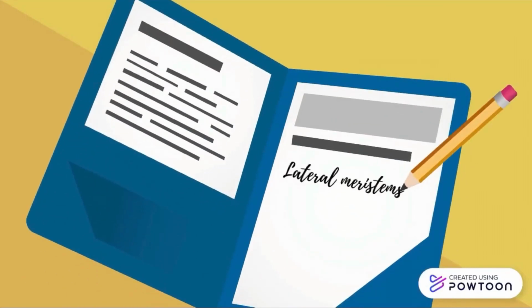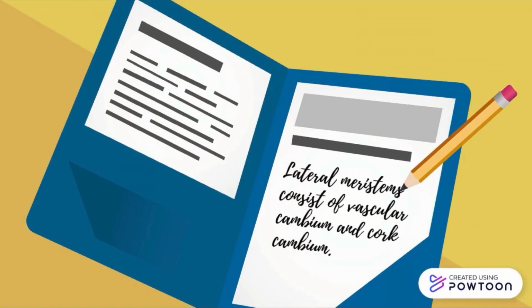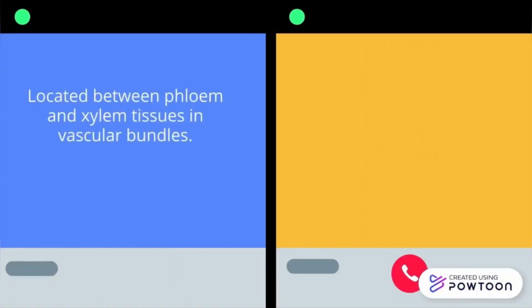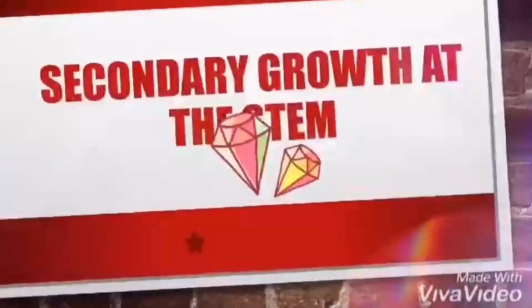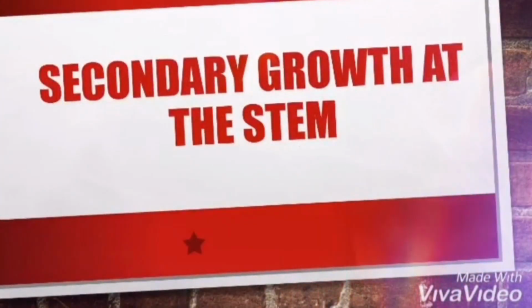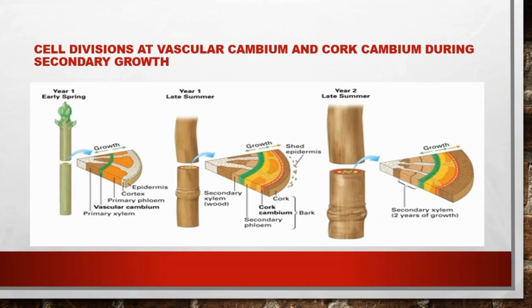Lateral meristems consist of vascular cambium and cork cambium. Vascular cambium is located between phloem and xylem tissues in vascular bundles, while cork cambium is located under the epidermal layer. Secondary growth at the stem. The figure below shows the cell division at vascular cambium and cork cambium during secondary growth.